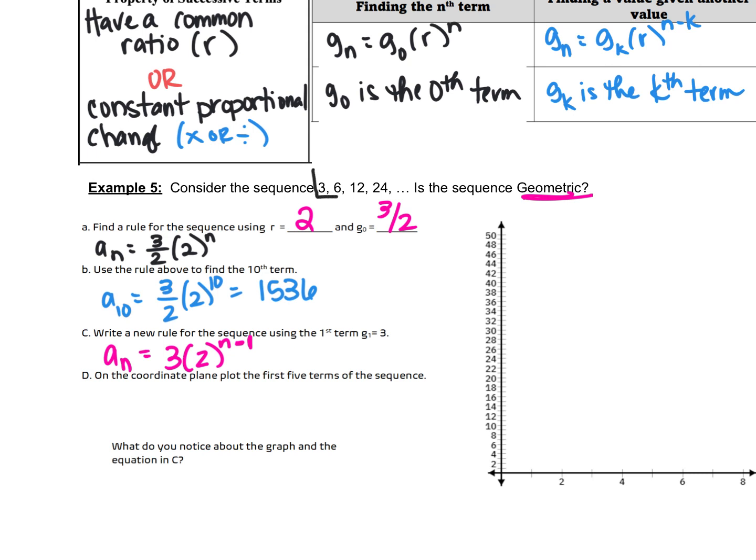It's just exponential. Let's plot those. It says the first 5 terms, but let's just plot those first 4 terms. Term 1 is 3. Term 2 is 6. Term 3 is 12. And term 4 is 24.